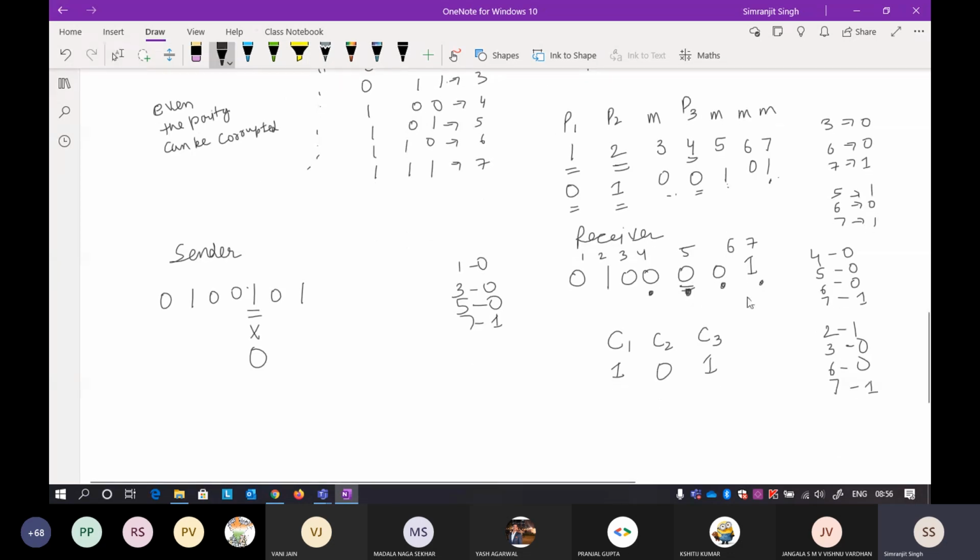Now understand this particular question. What exactly is this position? This position is 1, 0, 1. If you convert it, it is saying that at the 5th position there is an error. If you see 1, 2, 3, 4, 5, at this position there is an error. At the receiver side, you just have to go there and change it to 1.